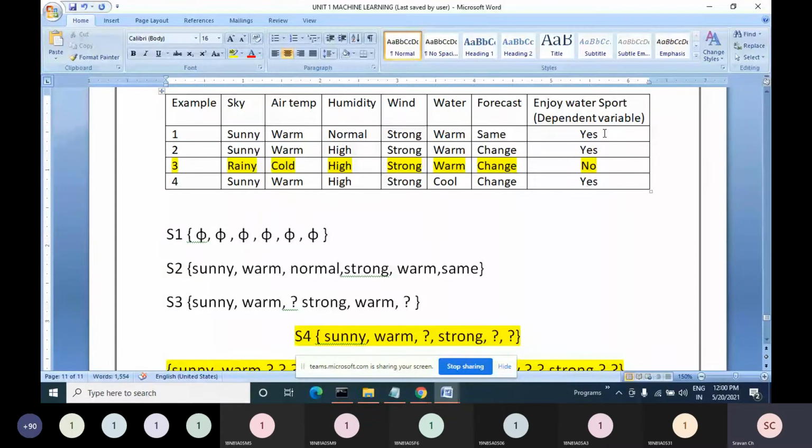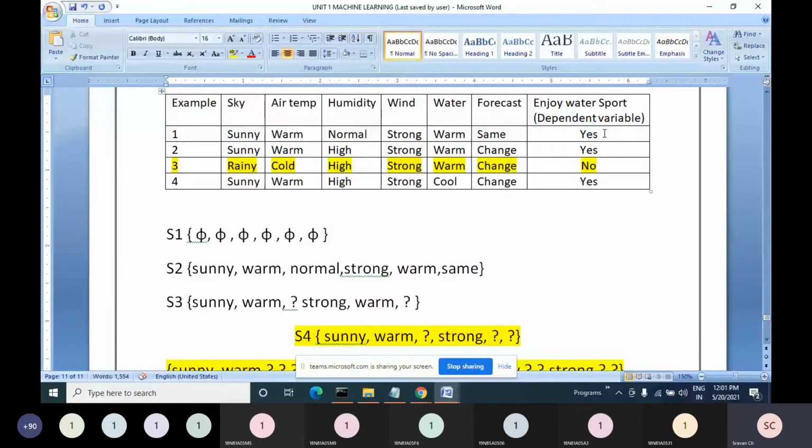Now what is my job? What am I supposed to do in the candidate elimination algorithm? I should generate a hypothesis. I need a mathematical function, a target function or a representation, to generalize. To generalize means by applying that mathematical function, I should be able to predict whether my friend will go for a water sport or not.